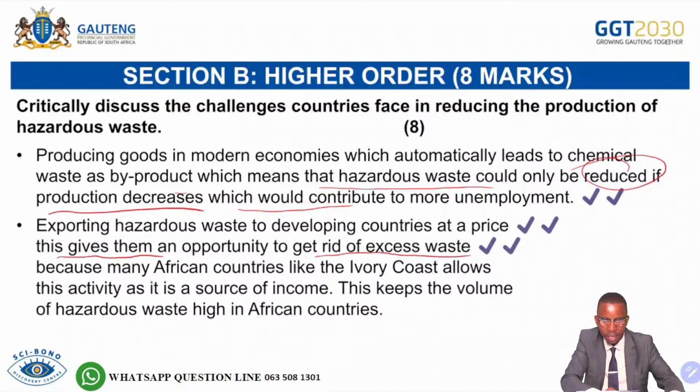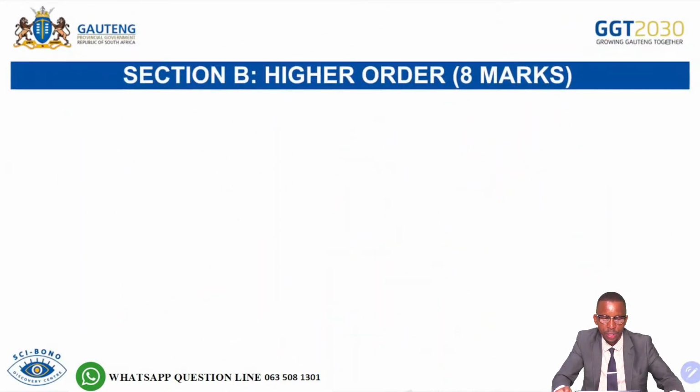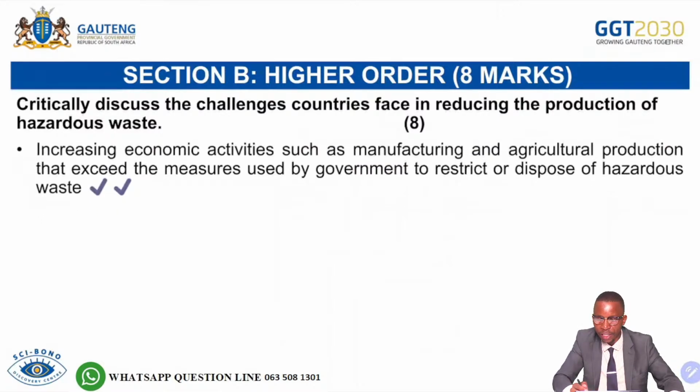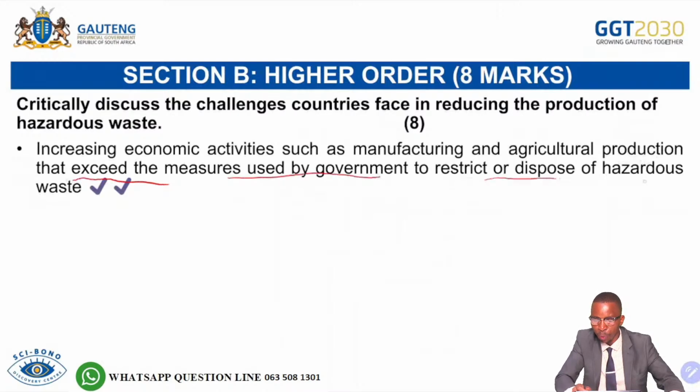And then because many African countries like Ivory Coast allow this activity as a source of income, this keeps the volume of hazardous waste at a high level in African countries. And then we continue with the same question. Increasing economic activity such as manufacturing and agricultural production that exceed the measures used by the government to restrict disposal of hazardous waste. Then we continue.